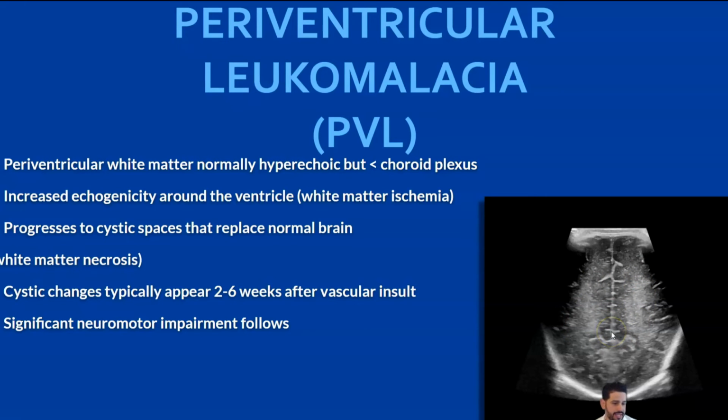Now, early on in the stages of periventricular leukomalacia, it can be a little hard to tell. Obviously, the more premature the infant is, the higher risk they have, and that's why we do serial ultrasounds. If the echogenicity of the periventricular white matter is a little increased, they can do serial ultrasounds to see if they eventually develop cystic spaces within the periventricular white matter, which would be PVL. Typically, cystic changes appear about 2 to 6 weeks after the vascular insult, and these patients also have significant neuromotor impairments.